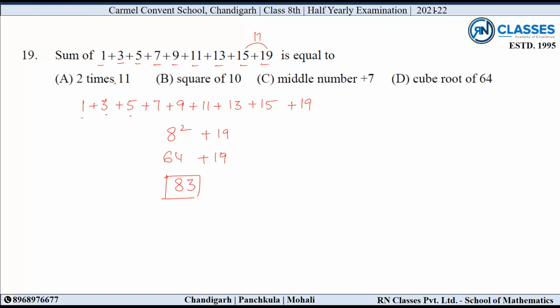Okay, 2 times 11, that is 22, no. Square of 10 is 100, that is no. Middle number plus 7, absolutely not. It will not come. Square root of 64, that is 8, no. Answer is 83. It is not given. Probably 17 got missing in the question. If you add 17 over here, answer would be 10 square, right? First 10 odd natural numbers. Answer would be 10 square, which is equal to 100. So then answer is B part.